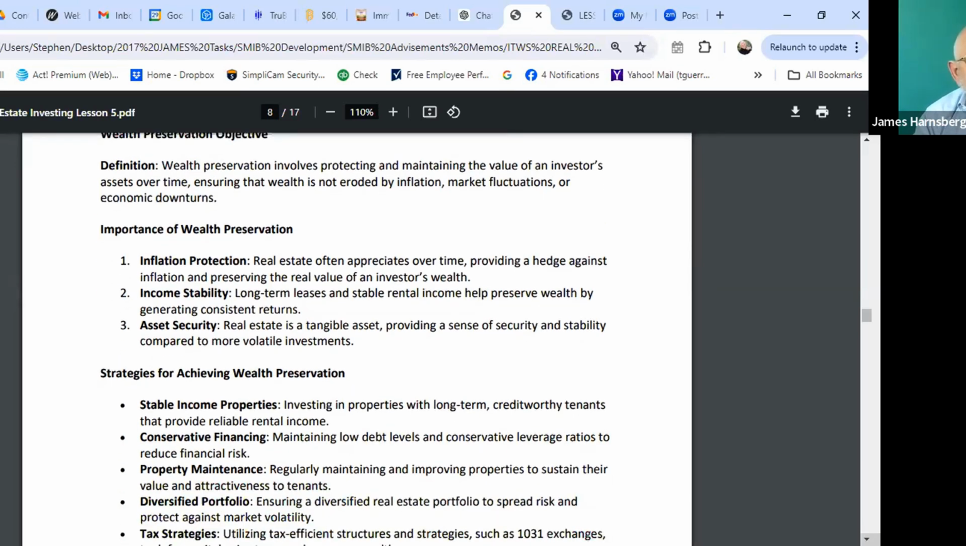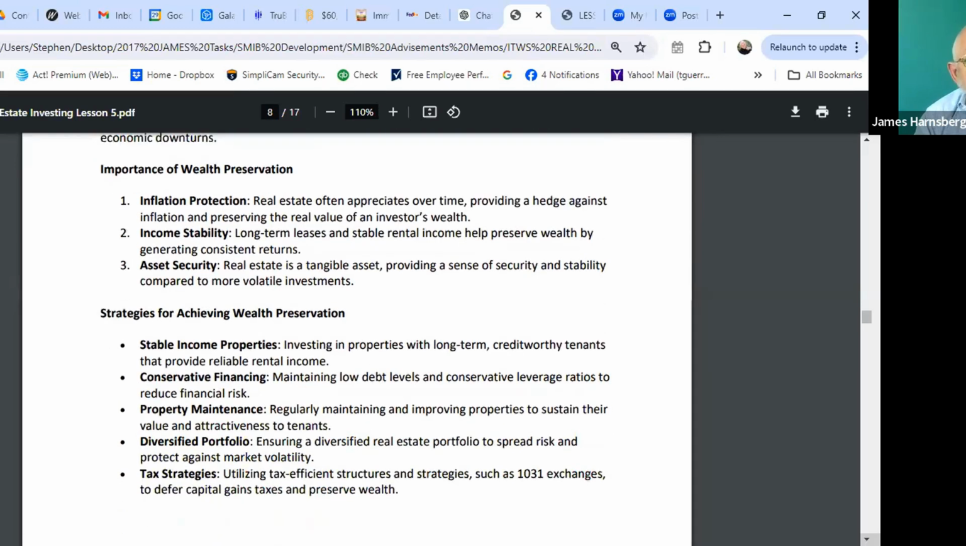So those are some of the important factors that go into wealth preservation. Some of those strategies, I'm just going to give you a couple of them right here for right now. Stable income properties that are long term, they're going to be 5 or more years, and you have maybe a very different tenant composition.